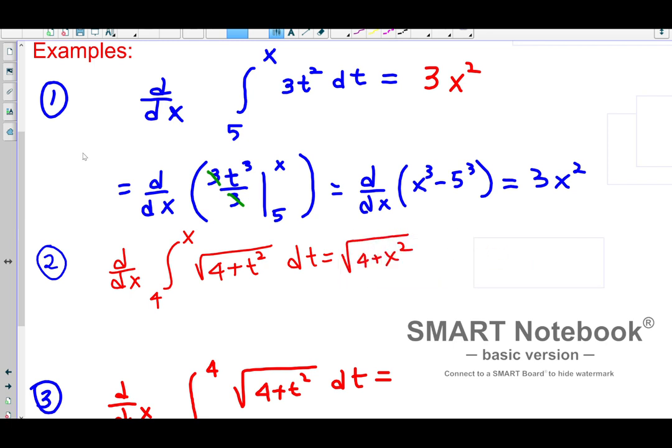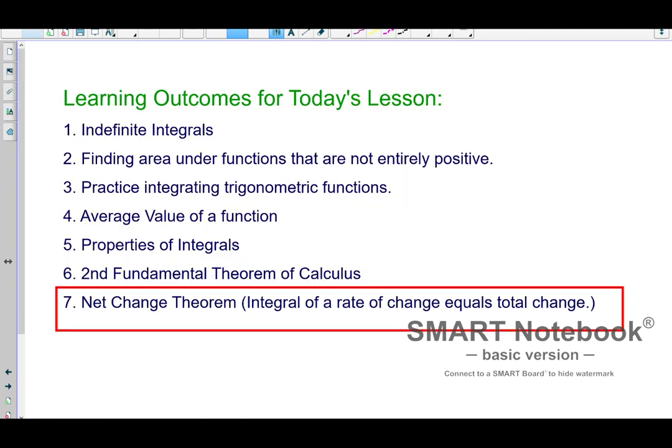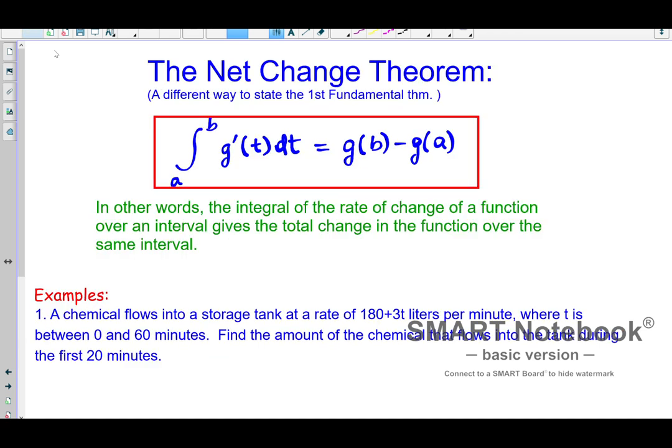Again, it's a relatively low usage theorem in mathematics, but yet it might be important in the future, so I just didn't want you to miss out on it. So at least now you know what the second fundamental theorem is. And drum roll please, the last item is the net change theorem. Let's take a look at that one.